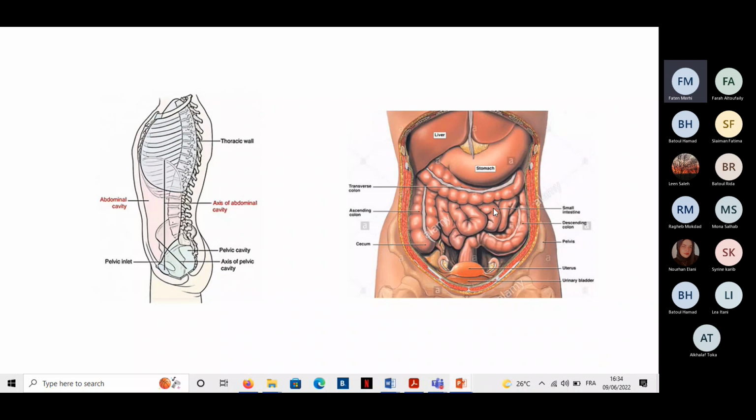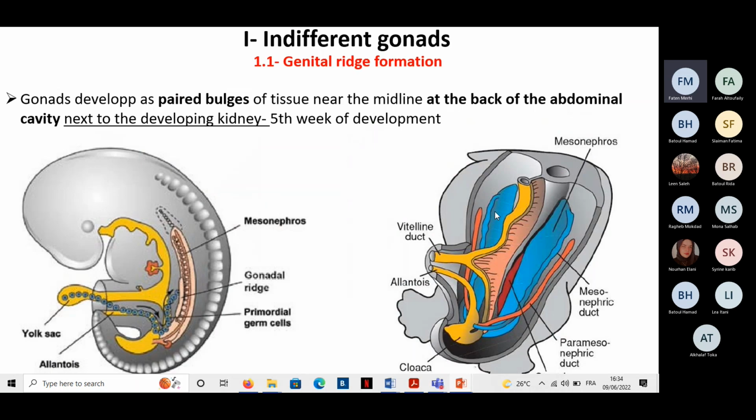Okay, as if they are laying on the back, and near the kidneys. Here in the fetuses also, we will find those genital ridges or indifferent gonads. They will form at the back of the abdominal cavity, from behind. Here we have the vertebral column, so this is the back. In the back, we will find the kidneys.